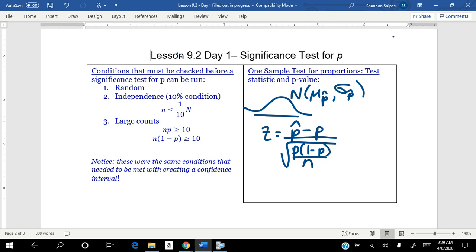Remember, these formulas are provided for you on your formula sheet. And then once we find the probability of that Z-score, this is going to give us our p-value. So let's do another example.